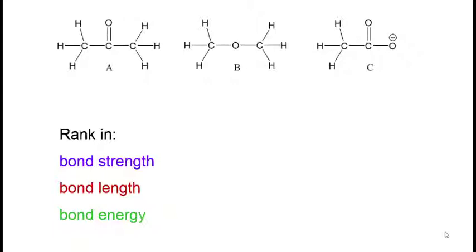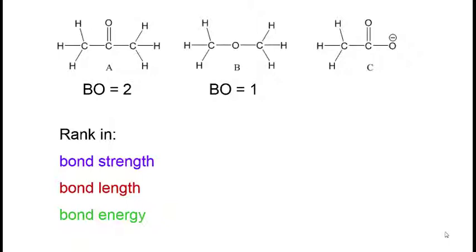The first question asks us to rank the CO bond in these three chemical species in bond strength, bond length, and bond energy. In order to do so, we need to determine the bond order in the three structures. In structure A, the CO bond is a double bond, so the bond order is 2. In structure B, each CO bond is a single bond, so the CO bond order is 1.